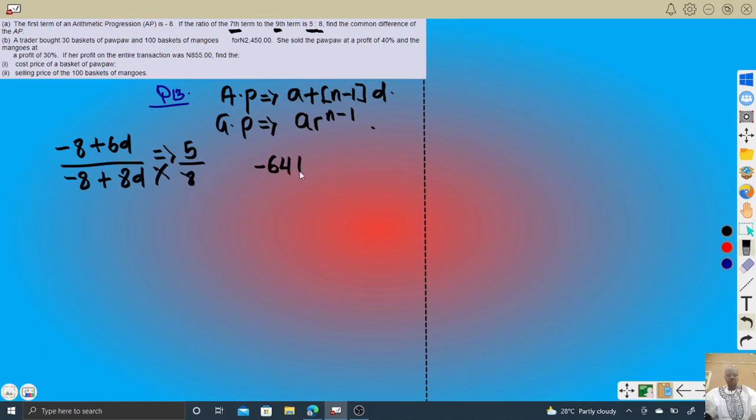-64 plus 6 times 8 is 48d. I'm cross multiplying and I'm expanding with 8 to open the brackets. 5 times 8 is 40. This should be -40 then plus 40d. So collect like terms here. 48 minus 40 is 8, that is 8d. On the other side, 24. 8d is 24. 8 times 3 is 24. So d is equal to 3. So that's the answer to d for that question.